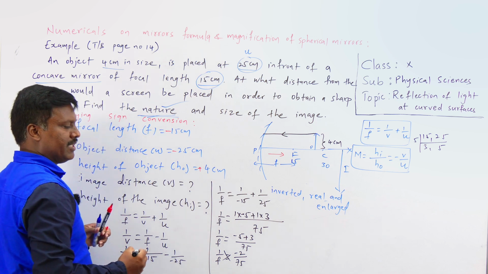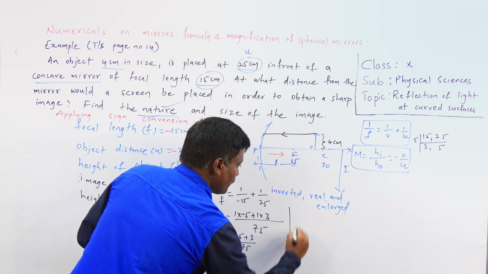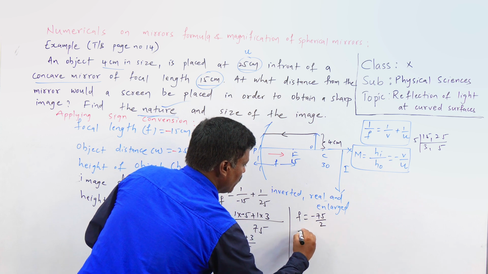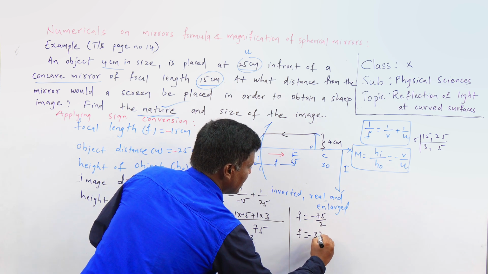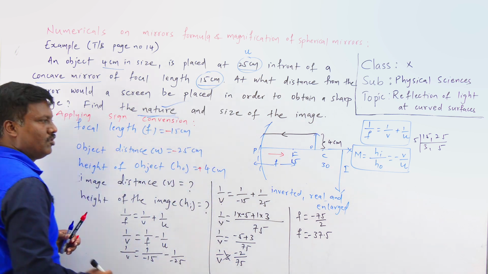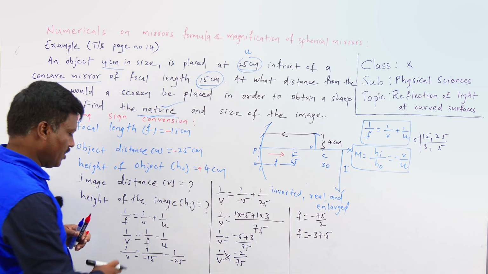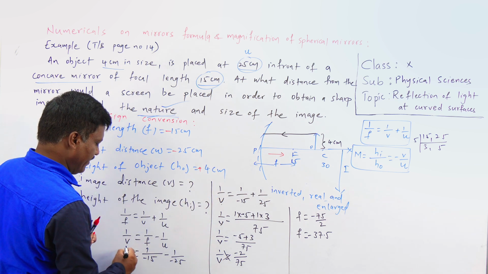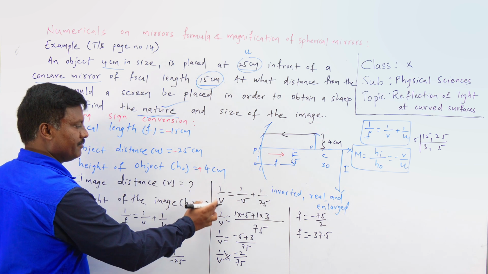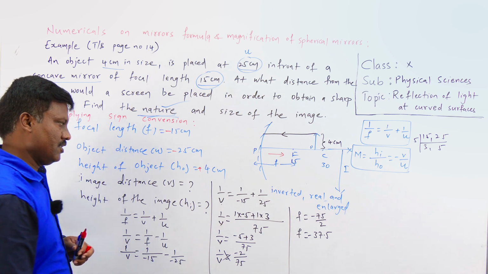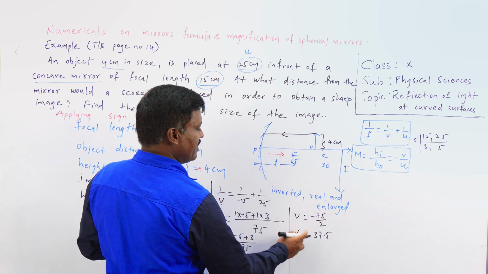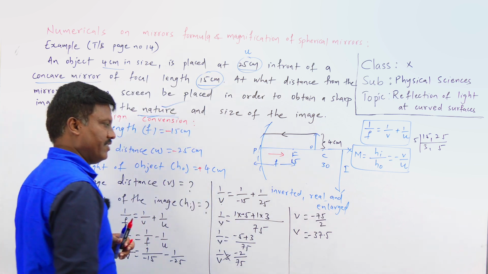If you do the cross multiplication, f is equal to minus 75 by 2. f is equal to minus 37.5. By habit, we regularly write 1 by f, but here it is 1 by v. So v is equal to how much? v is equal to minus 37.5.